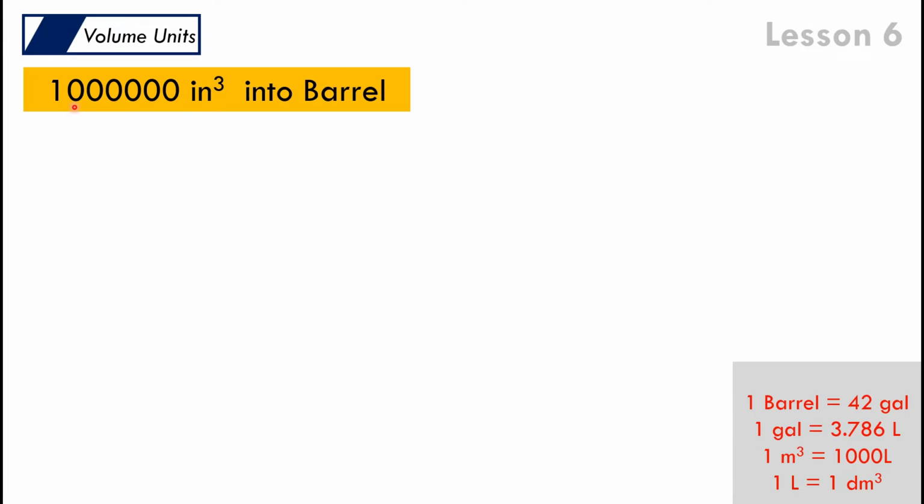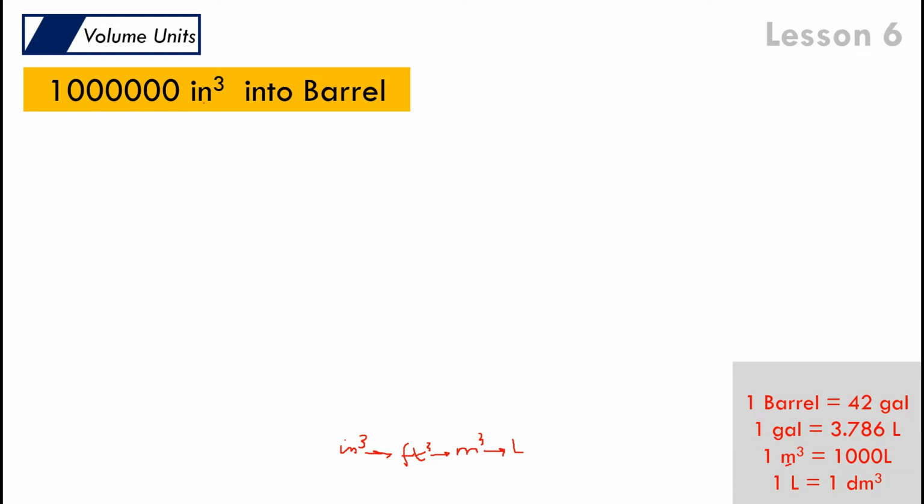Now in this example we have to convert a million inch cube into the barrel. So just to make a simple road map, we know that we have to convert this inch cube first to the meter cube. For that purpose we go from inch cube to the foot cube, and then from foot cube to the meter cube. Meter cube will take us to the liter, and then liter to gallon and gallon to barrel.